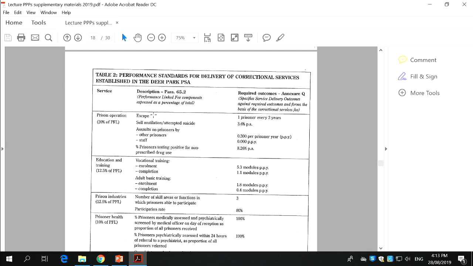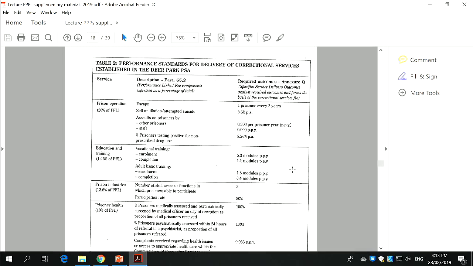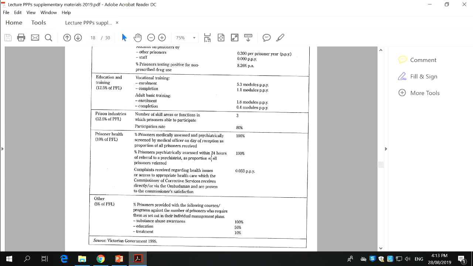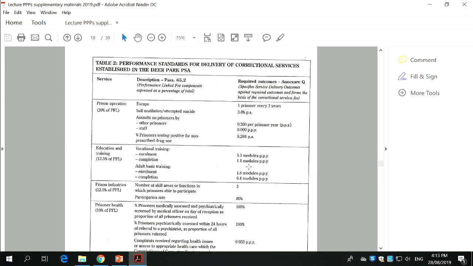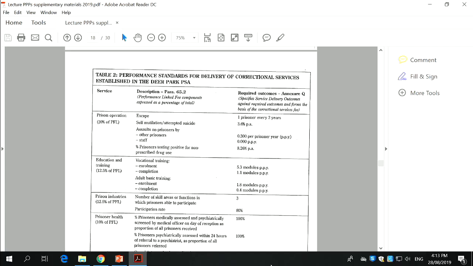So about the prison's operations, they look at the escapes, or the prisoner's escape. The indicator is one prisoner every 2 years. And they look at training, and how many modules are provided, and the number of skills area functions in which prisoners are able to participate, and the participation rates, etc. And they talk about the health, and it's 100%. So you can see many of these indicators are quantitative indicators.